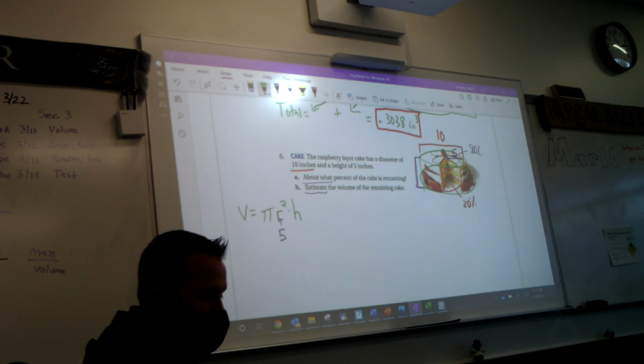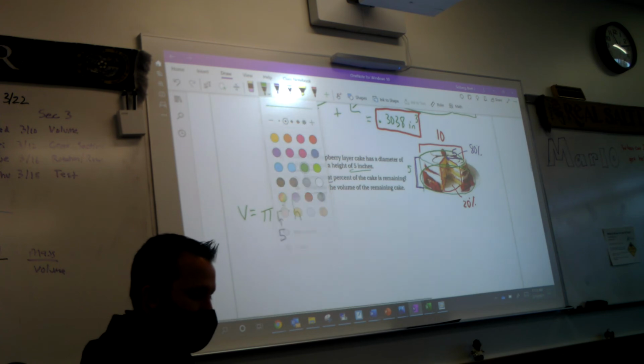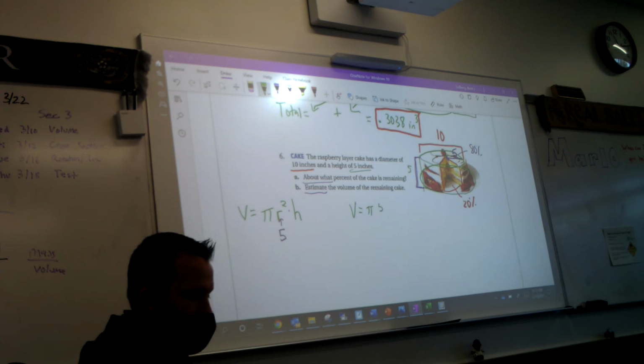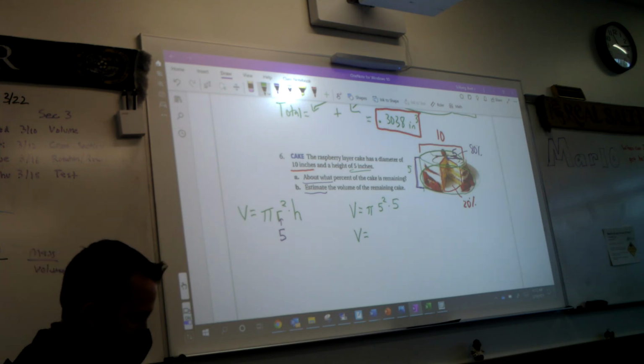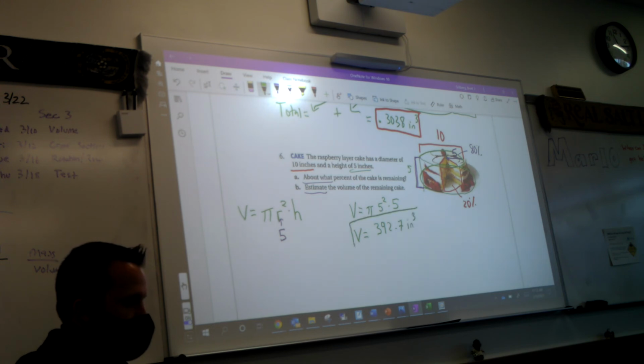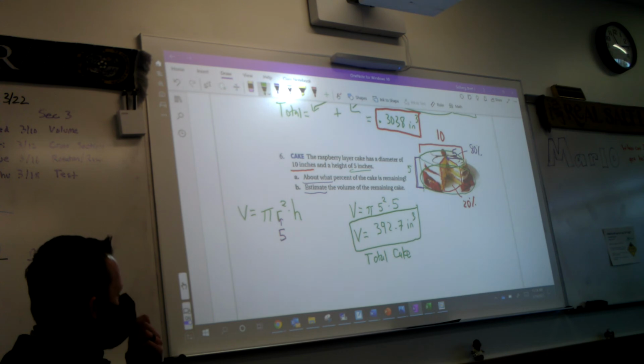Now as far as our height, it tells us that the height is 5 inches. So we're going to plug this in: the volume is pi times our radius, which is 5 squared, times our height, which is also 5. I'm going to go to my calculator and put in pi times 5 squared times 5. And I got that there is 392.7 cubic inches of delicious cake. I'm going to put a little note. That's how much total cake there was until someone came in and stole a slice.